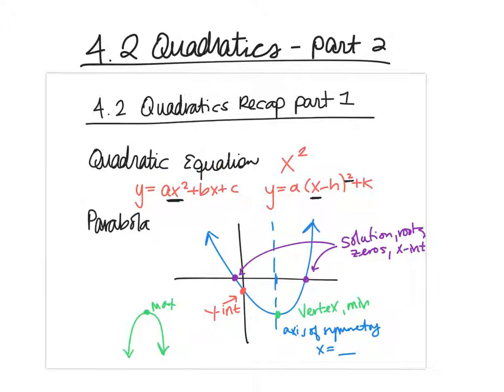Remember last time when we graphed, we found the vertex. We didn't really talk about it, but we can also find the axis of symmetry. But the things that we haven't been able to find so far, unless we happen upon them when we're graphing, are the y-intercept and the solutions or zeros. So that's really what I want to focus on today, is how to find those other parts of a quadratic.